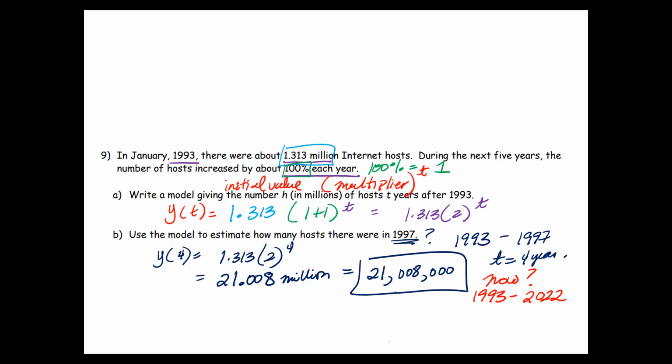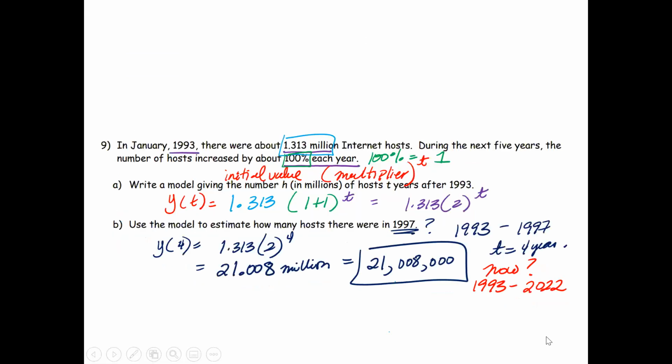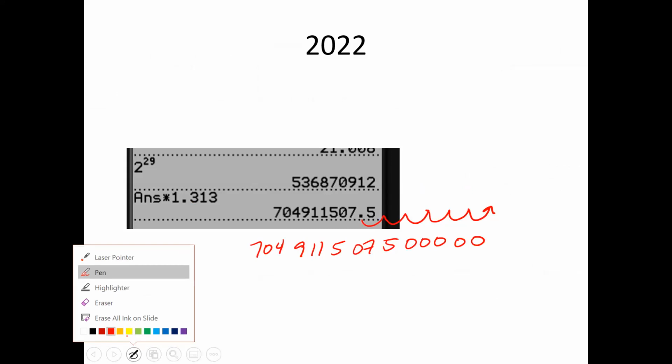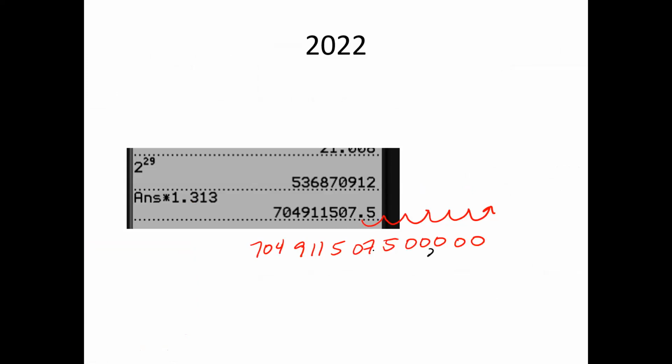Okay, so in 2022, this is in millions. So you have 704,911,507, and then you have to go 1, 2, 3, 1, 2, 3. Okay, so it's 5, 1, 2, 3, 4, 5. This is how many you have, and then you're going to go back with your decimals. 1, 2, 3, 1, 2, 3.